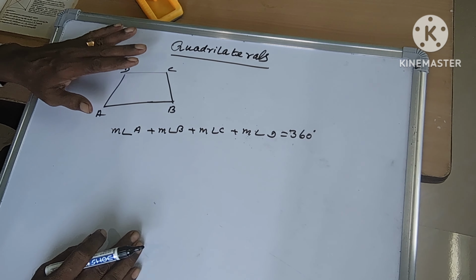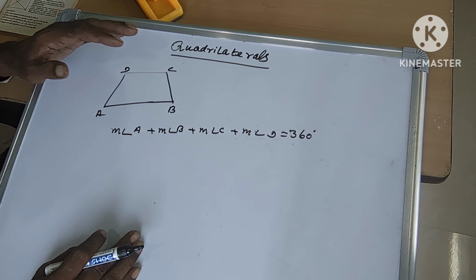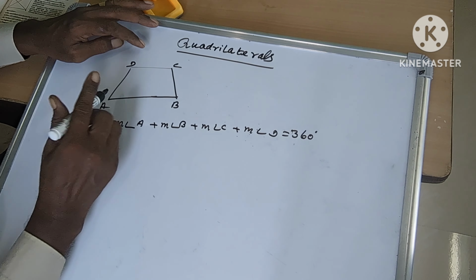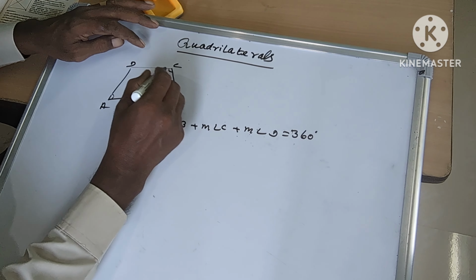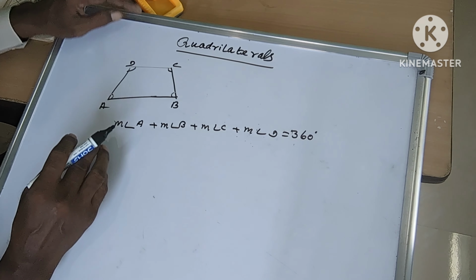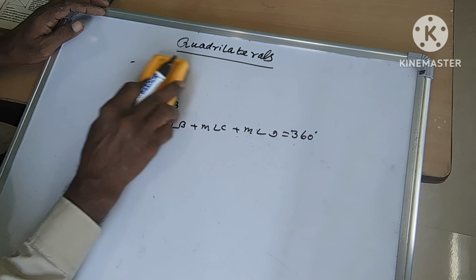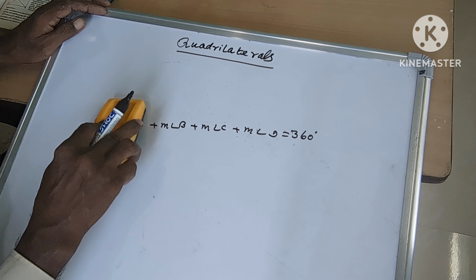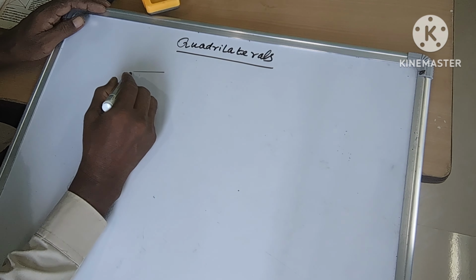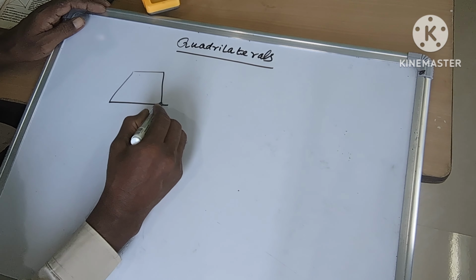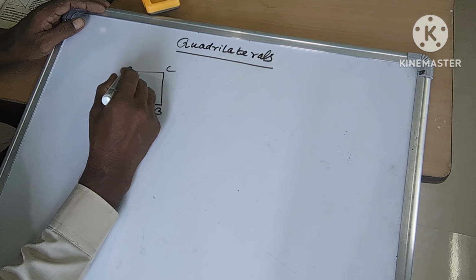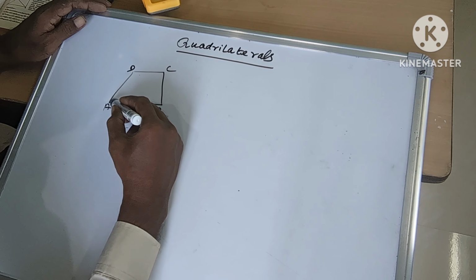So this is a four sides figure. The sides may be any length, whatever may be, but the measures of all these angles A, B, C, D, all these four angles, sum to 360. Now we take one quadrilateral, say A, B, C, D. Now we make it two triangles.